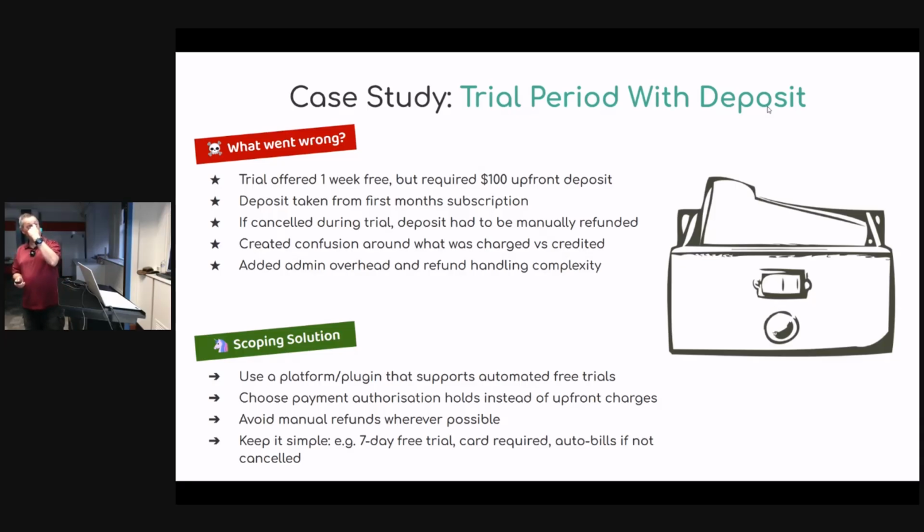So the trial period went from, let's just give people 1 or 2 weeks free, to we actually want an upfront deposit. And then the deposit needs to be taken off the first month's subscription. And if they cancel, it needs to be refunded. So it went from, look, I can do a week's trial in Restrict Content Pro, but how do I handle the $100 upfront deposit? How do I take that off the first subscription, but then have the other recurring subscriptions the same? And this is directly from the client. This is what they wanted.